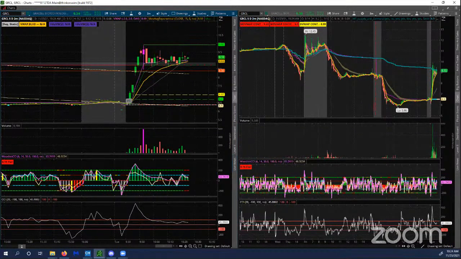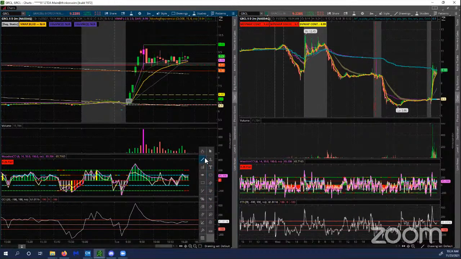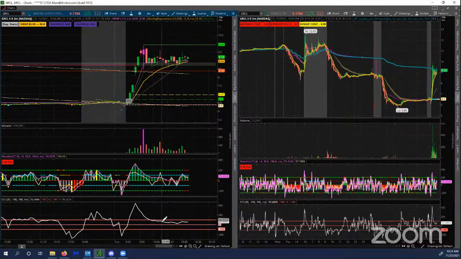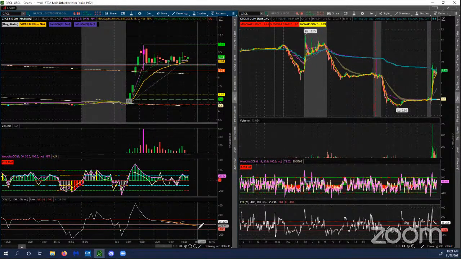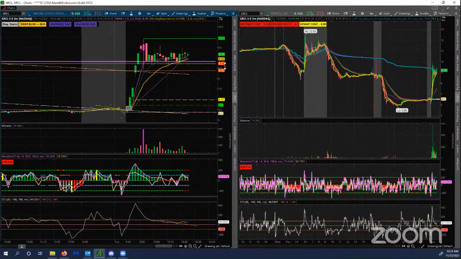One, two, three. One, two, three. We could look for this retest. And that's a huge gap. We'll see if we get another opportunity to play that halt if volume can come back in.